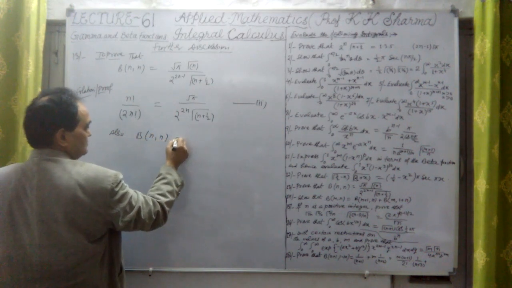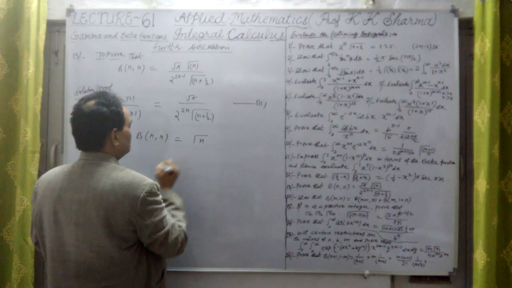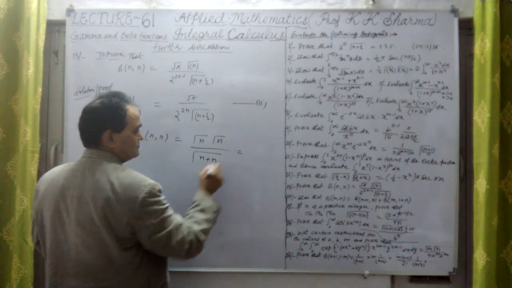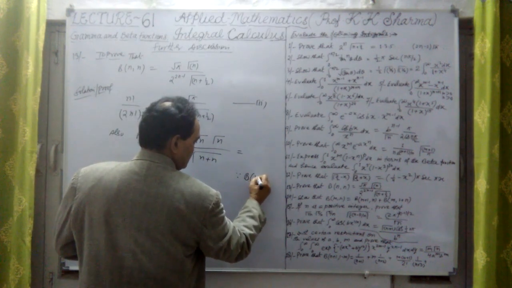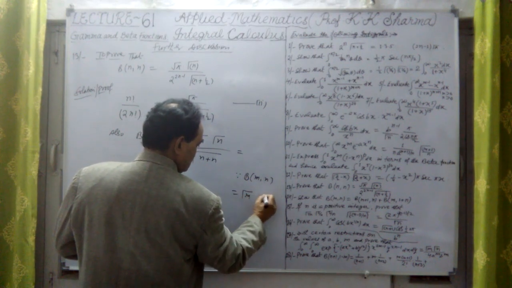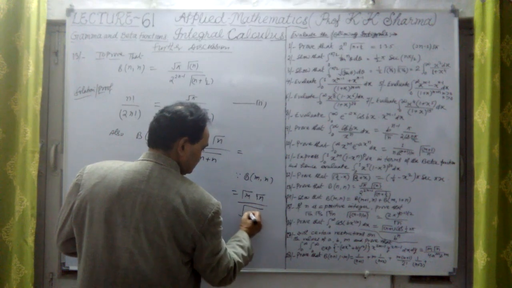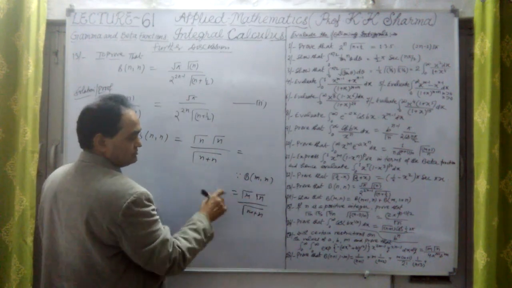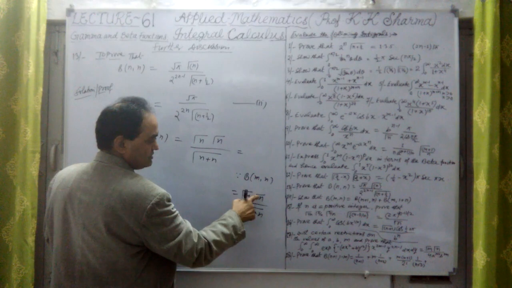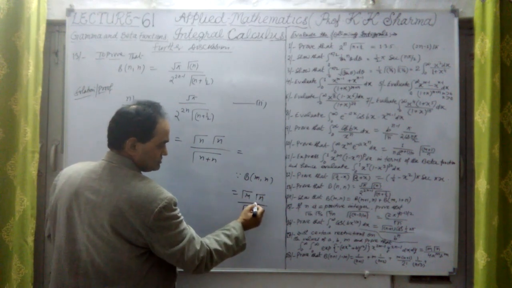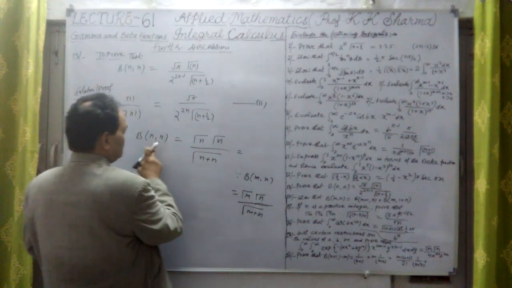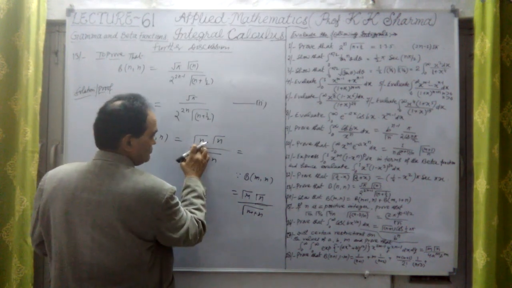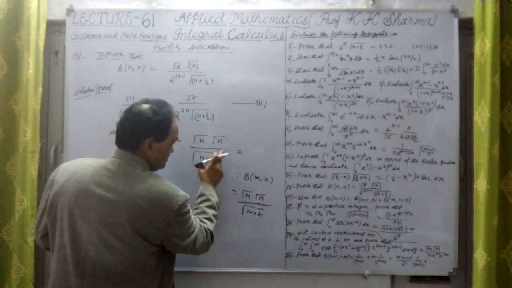Beta nn is equal to, we know that this is nothing but gamma n into gamma n divided by gamma n plus n. This is the formula. Beta of m, n is equal to gamma m into gamma n divided by gamma m plus n. So here it is n, n, not m, n. In place of m, we have substituted only n. This is the value we have obtained.